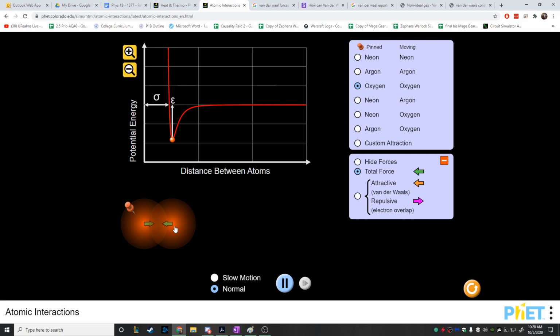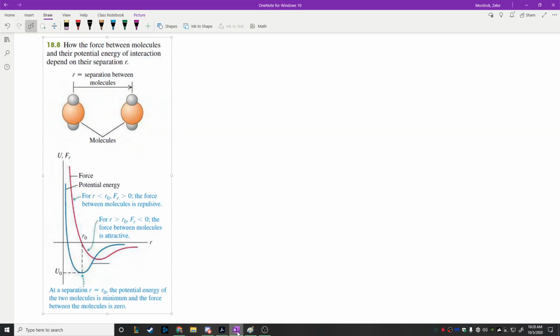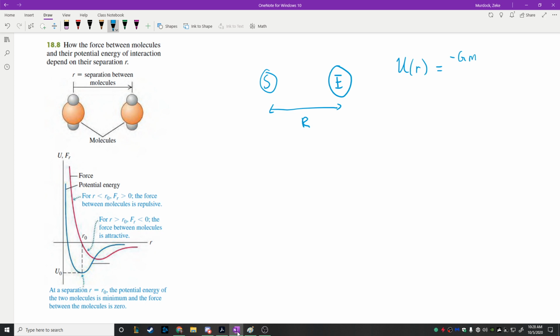Gravity, right? So if you have a bound gravitational system, a system that's really similar to this, except that it doesn't have repulsion, would be like the sun and the earth. The distance between them, if we call it r, then the potential energy as a function of the radius is equal to negative G times the mass of the sun times the mass of the earth divided by the radius, the distance between them, okay?